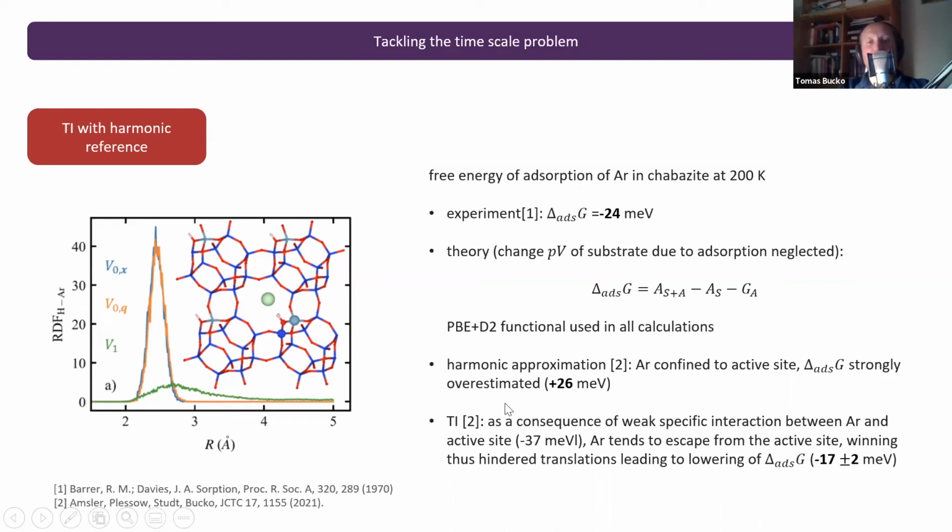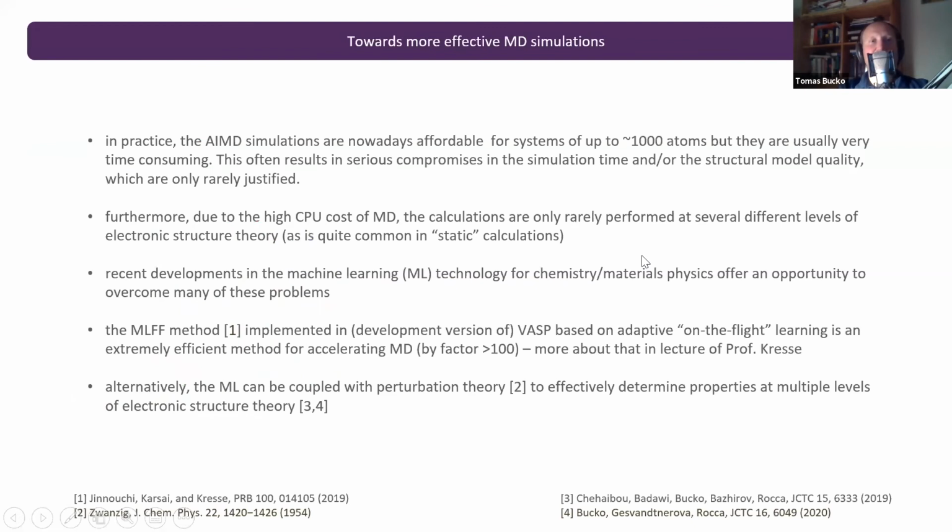Now, running the simulation with the fully interacting potential, we see that this adsorption complex indeed is not very stable. There is a great likelihood to find argon far away from the adsorption site. Therefore, when we performed the accurate calculation, we found that the system wins some extra entropy, thus lowering the adsorption free energy, and the result that we got is pretty close to the experimental estimate.